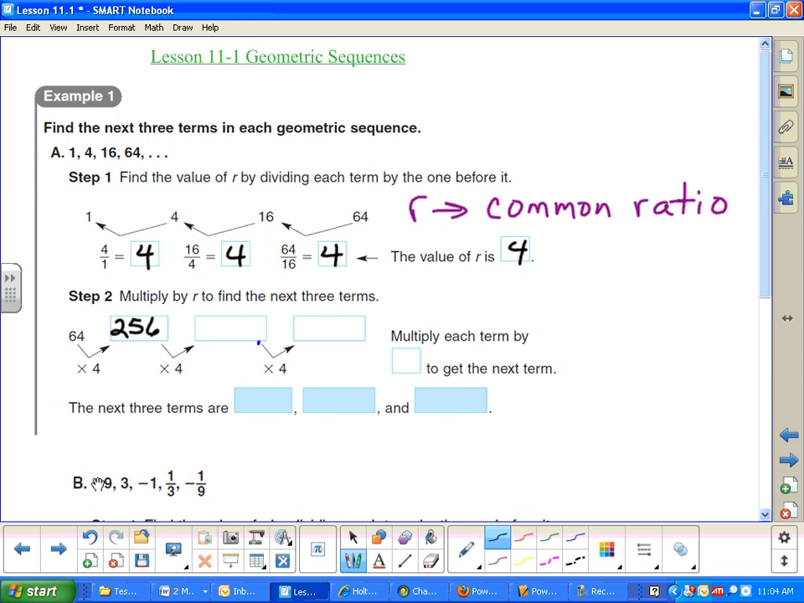Is that right? Okay, all right. And then to get the next term, I'll multiply that by 4, and I'll get 1,024. That was real quick. And then to get the next number, we get 4,096. So we multiplied each term by 4 to get the next one. Is that what you did? All right.